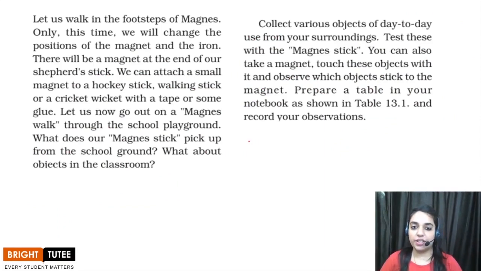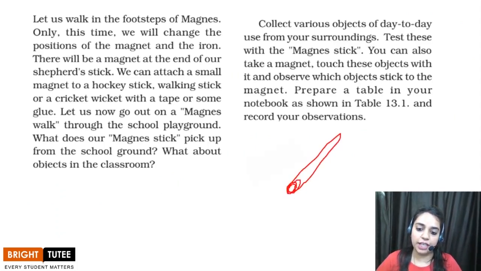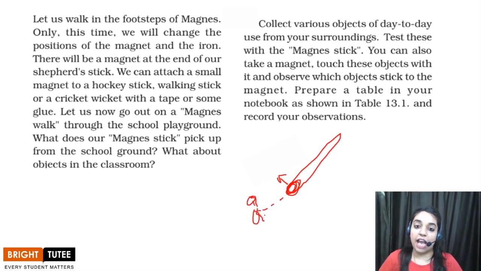We are going to do an interesting activity wherein we are going to play a little with the story of the invention of the magnet. We are just going to replace the position of the magnet and the stick that our shepherd had. We will take the shepherd stick and place a piece of magnet at one end of the stick, and we are going to find iron objects. We will take it to different places, and you will find that all the iron objects start clinging to the stick, okay? So let us walk in the footsteps of Magnus.